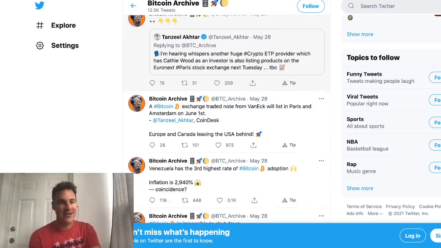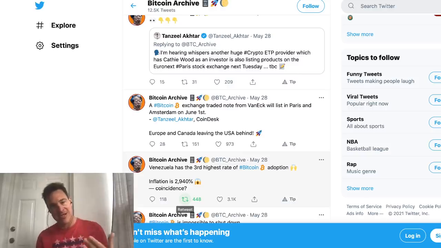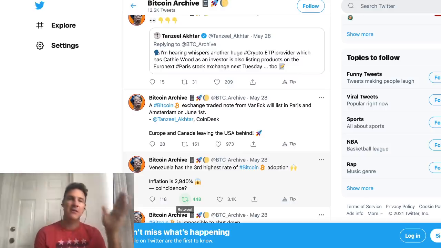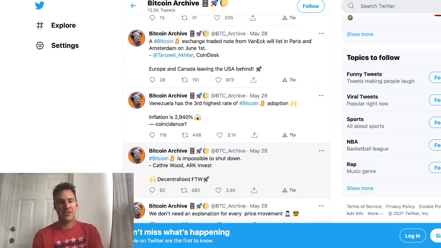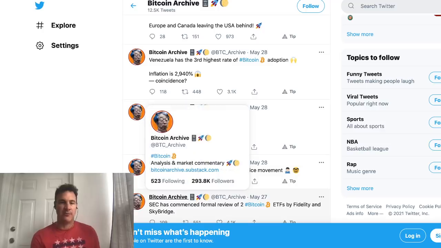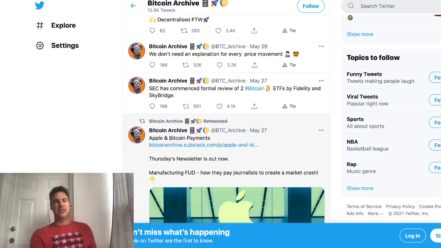And yeah, Venezuela has the third highest rate of Bitcoin adoption. Inflation, 2,940%. Coincidence? You've got to understand this. Inflation is inextricably linked to Bitcoin adoption. The more they print, the more you get Bitcoin adoption, the higher Bitcoin price you're going to get. So, this is the place to be. I've believed it for many years, and I still believe it here today. And here is that news here. The SEC has commenced a formal review of 2 Bitcoin ETFs by Fidelity and Skybridge. So just all the stuff coming out.